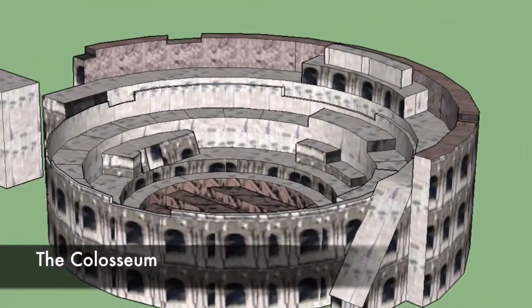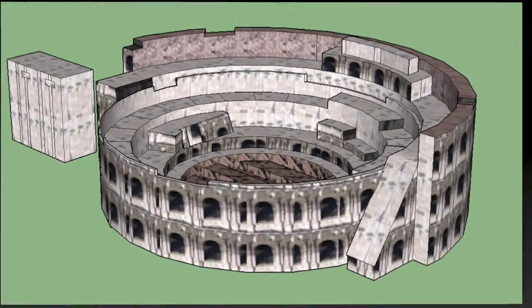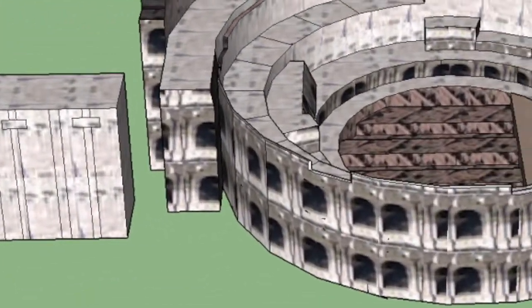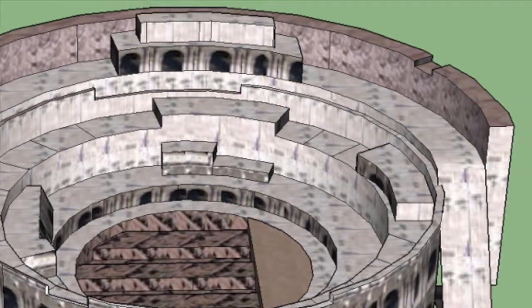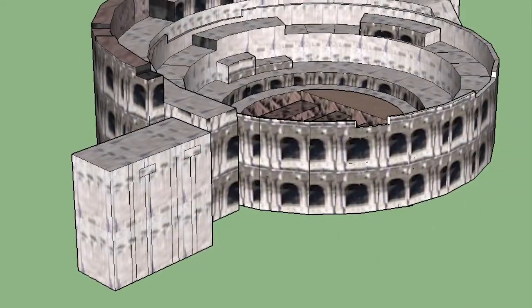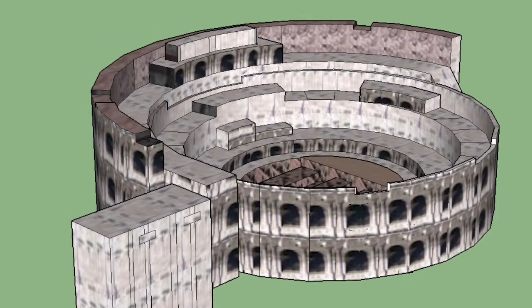One of the most famous and spectacular structures of ancient Rome was the Colosseum, otherwise known as the Flavian Amphitheater or Amphitheatrum Flavium. The amphitheater is defined as an oval or circular building with rising tiers of seats arranged about an open space, used in ancient Rome especially for contests and spectacles.